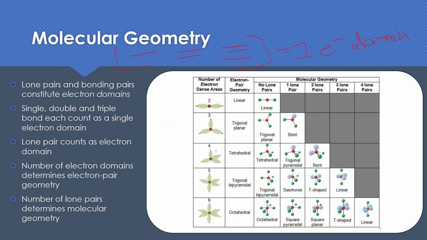So we'll go through this chart in more detail, but the basic chart is, you have between 2 and 6 electron domains, and that gives you your electron pair geometry: linear, trigonal planar, tetrahedral, trigonal bipyramidal, octahedral. Then based on the number of lone pairs, you have different molecular geometries. So let's go through each of these instances one at a time.